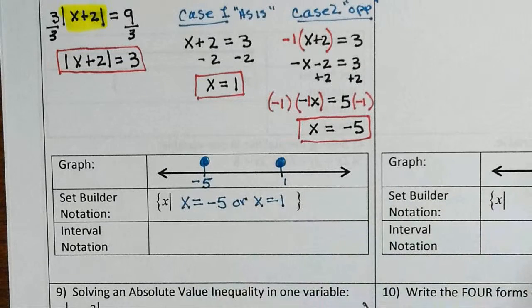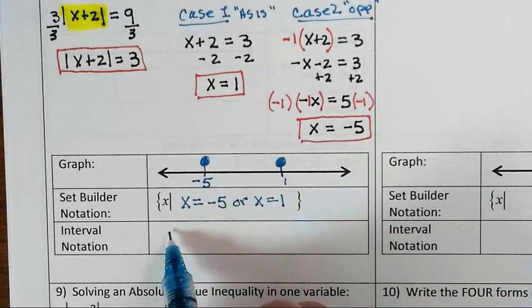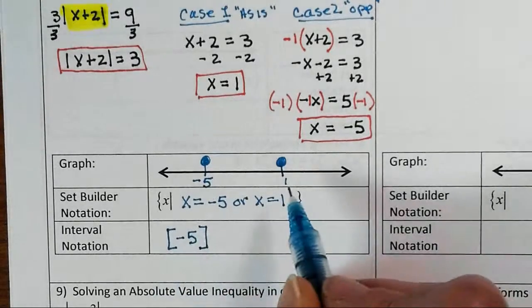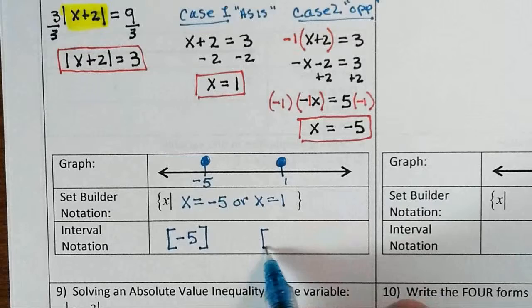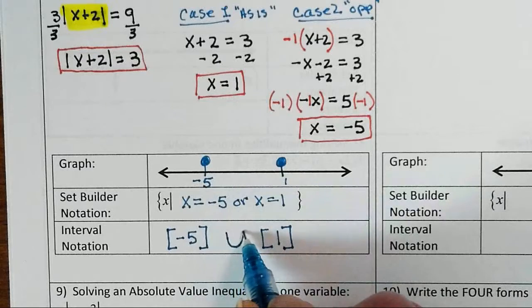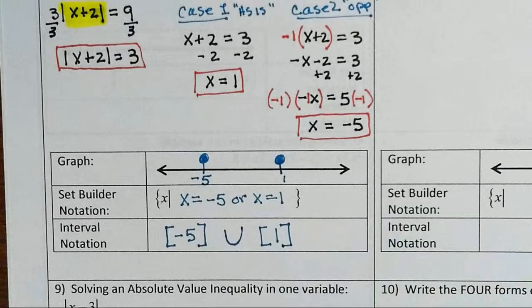Then we're going to do interval notation. So it's exactly negative 5. So it can equal negative 5. It's exactly 1. So it can equal 1. I have this big gap in the center. So I put this U-like symbol, which means or. So I'm done. That's how I answer my question.